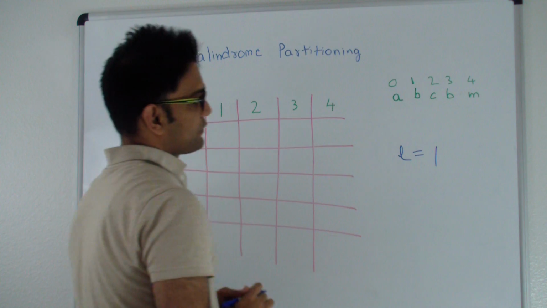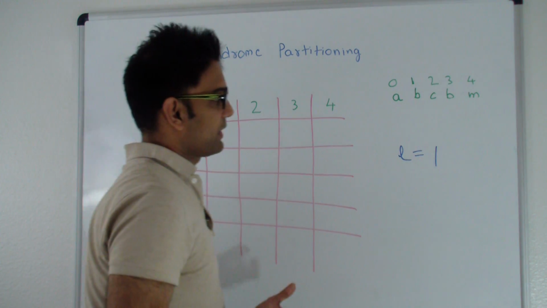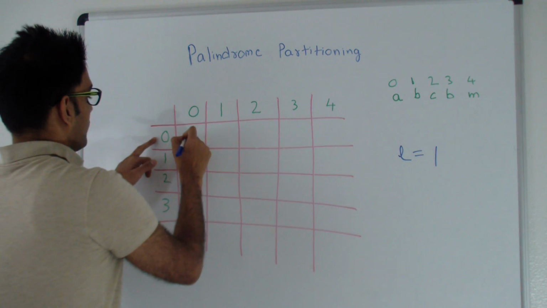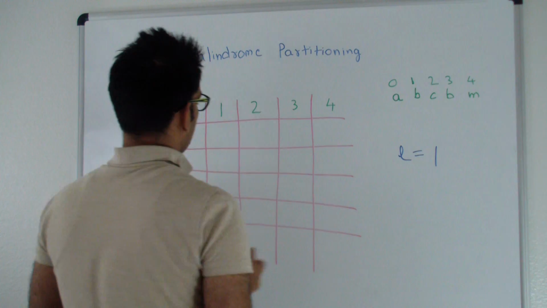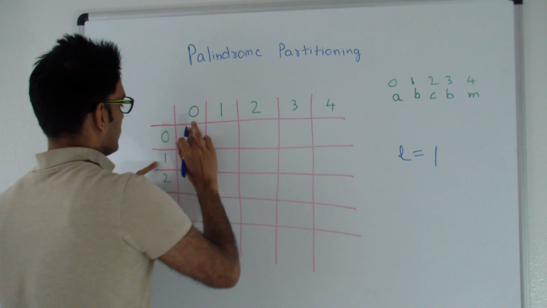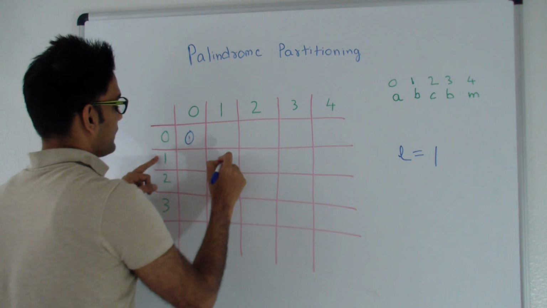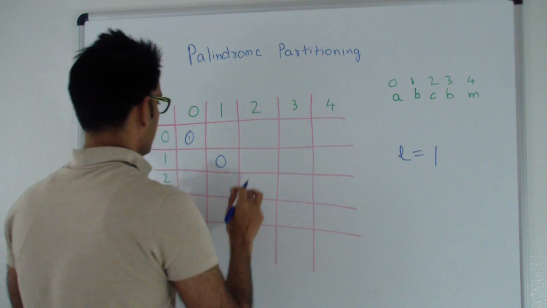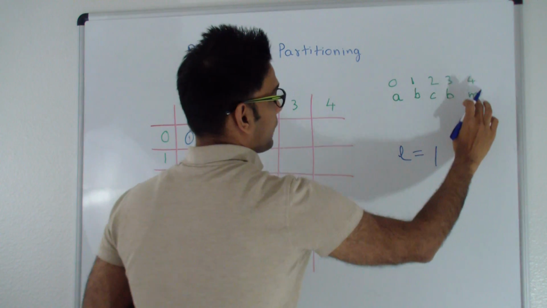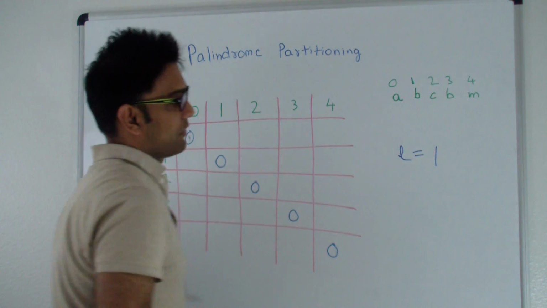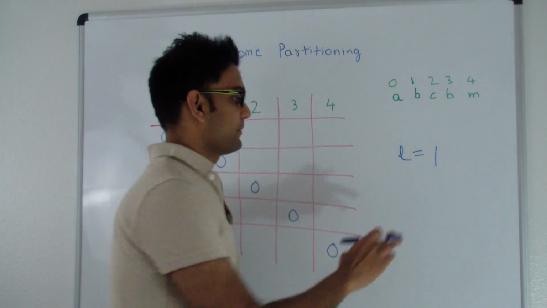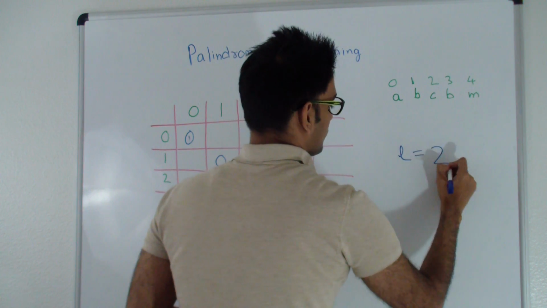If I just had a string A, do I even need a split to make it a palindrome? No, because it's already a palindrome. So 0, 0 is 0. If I had a string B, do I need to do anything to make it a palindrome? No. So again, the number of splits is 0. So 1, 1 is 0. Similarly, if I just had C, so 2, 2 is 0. 3, 3 is 0, and 4, 4 is 0. By 4, 4, I mean something which starts at 4 and ends at 4. So that's M, and the splits it would take is 0 because it's already a palindrome. So let's deal with L is equal to 2.